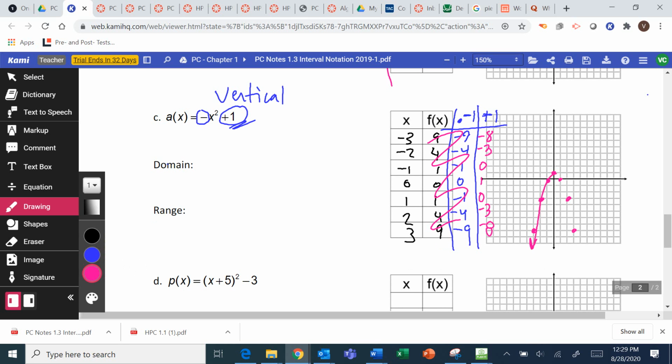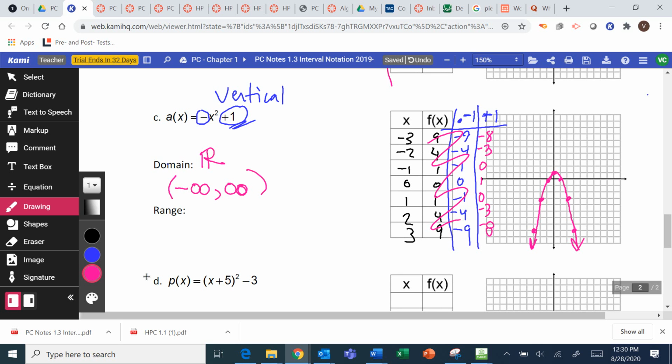I'm going to graph my quadratic, that parabola shape. Now, our domain is how far to the left, how far to the right. All quadratics have the same domain. It's all real numbers. But we're going to write that beginning with -infinity, going all the way to +infinity with parentheses because it can never equal infinity.